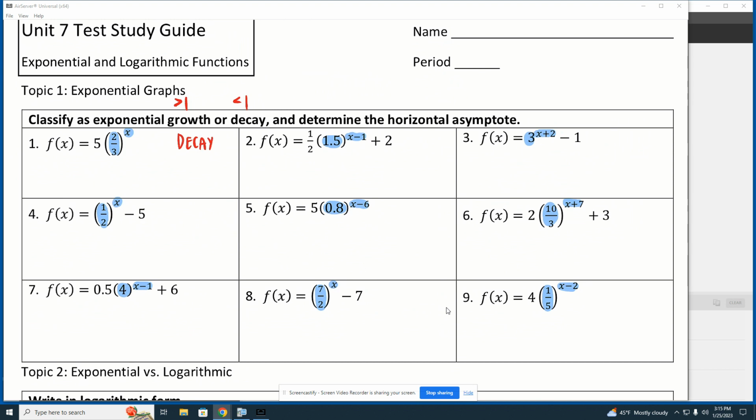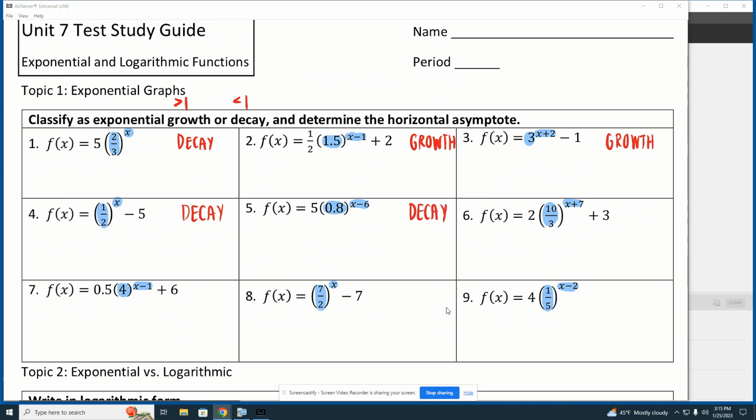Number 2, the base is 1.5. Well, 1.5 is greater than 1. That's growth. Number 3, the base is 3. Growth. Number 4, the base is 1/2. That's definitely less than 1. Decay. Number 5, the base is 0.8. Definitely less than 1. Decay.